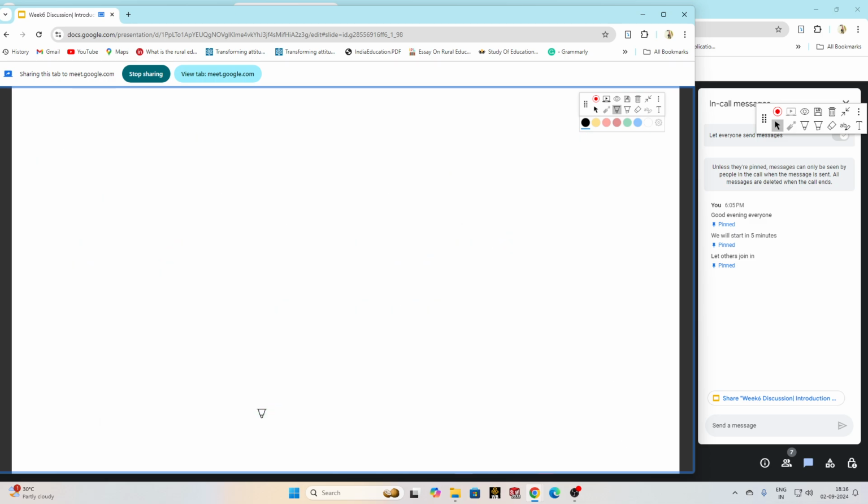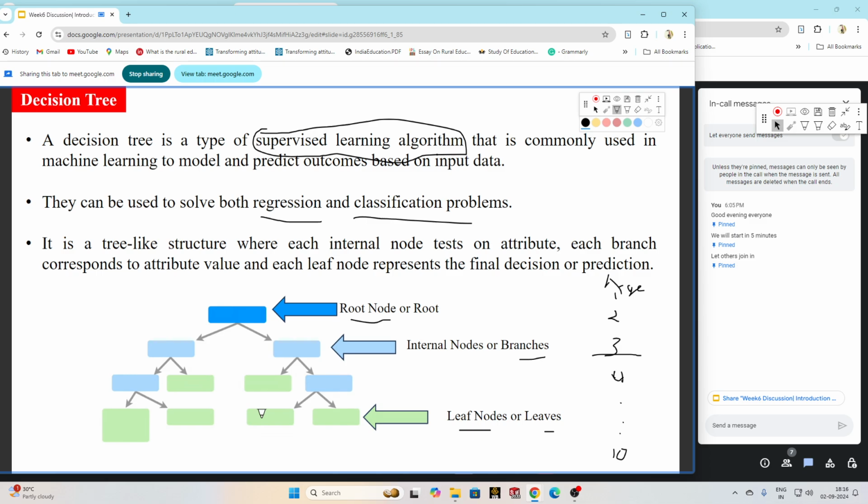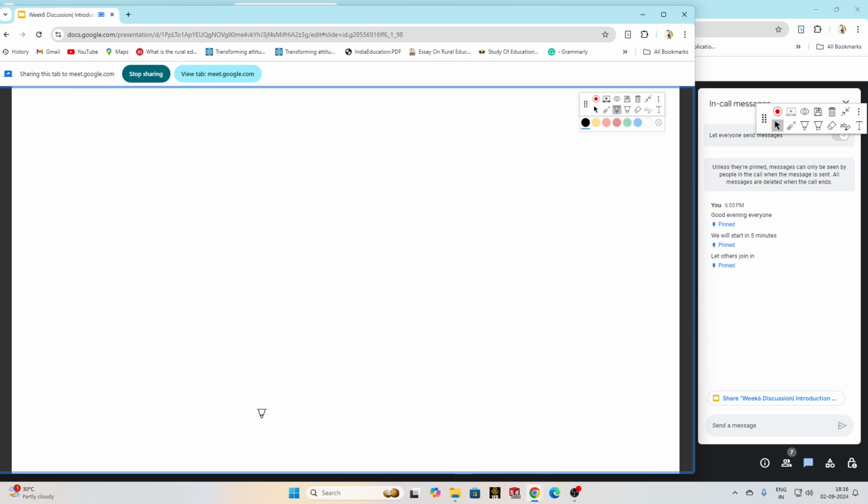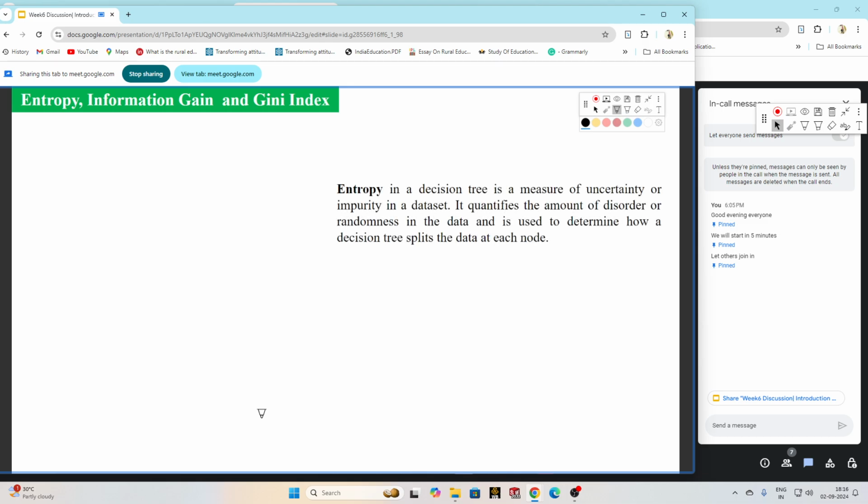Okay, now let's move on to these three things: entropy, information gain, and gini index. Now, how to construct a tree? To construct a tree, we have these three important parameters: entropy, information gain, and gini index. So what is entropy? Entropy in a decision tree is a measure of uncertainty or impurity in a data set. It quantifies the amount of disorder or randomness in the data and is used to determine how a decision tree splits the data at each node. That is the definition of entropy.